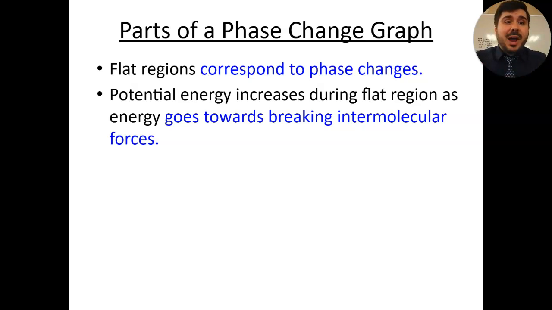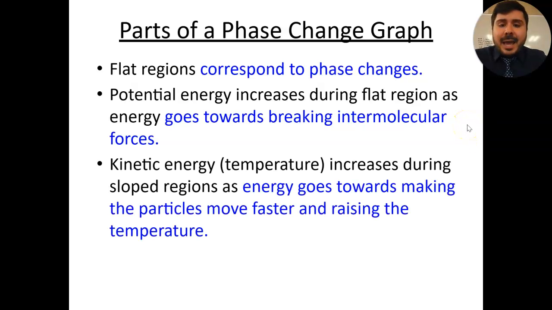So when you see this graph, which has time on the x-axis and temperature on the y-axis, you're going to see a flatlining, a horizontal line, indicating a phase change. And that just means that temperature is not going up. Now, kinetic energy, aka temperature, increases during the sloped regions. Those angled regions have some verticality to them. All of that energy goes towards making the particles move faster, therefore raising the temperature. Because as we know, the definition of temperature is the average kinetic energy of the particles.